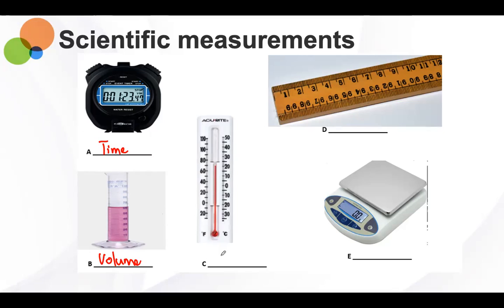Temperature. So temperature. And D is used to measure what? Length. All right. And this is used to measure what? Weight, or mass, right? Yeah, mass. All right, so not weight, but mass. This is used to measure mass, not weight. So I'll put not weight, just mass.